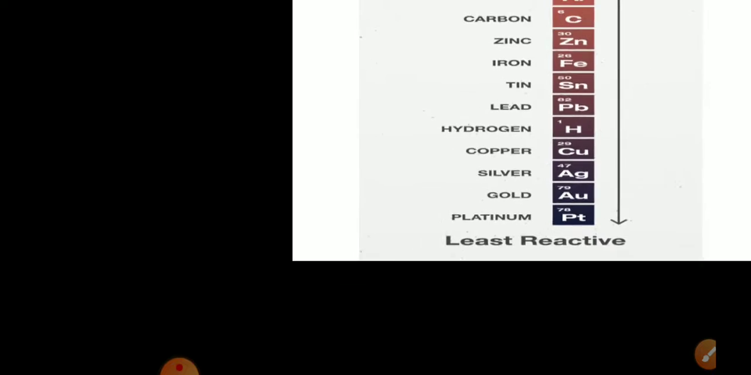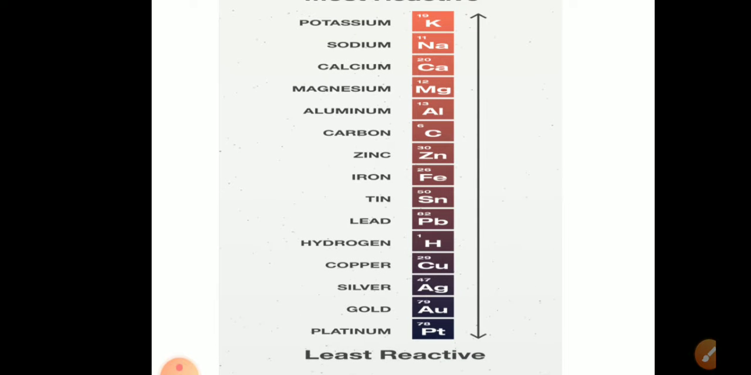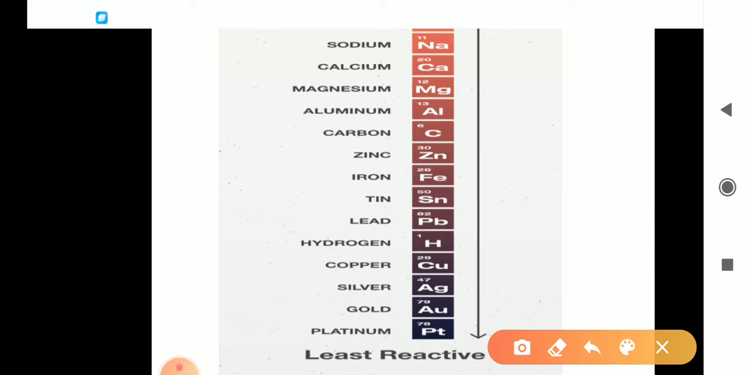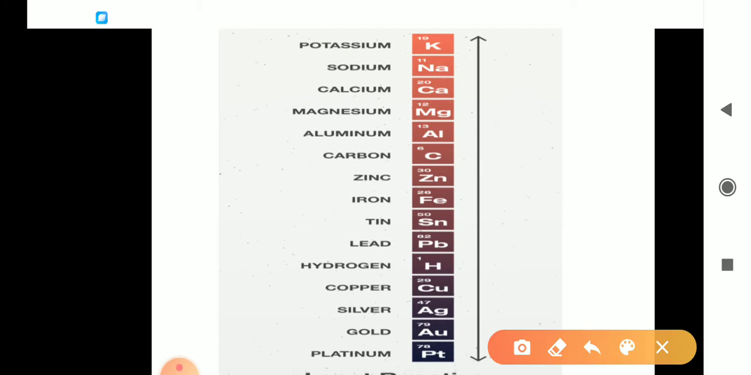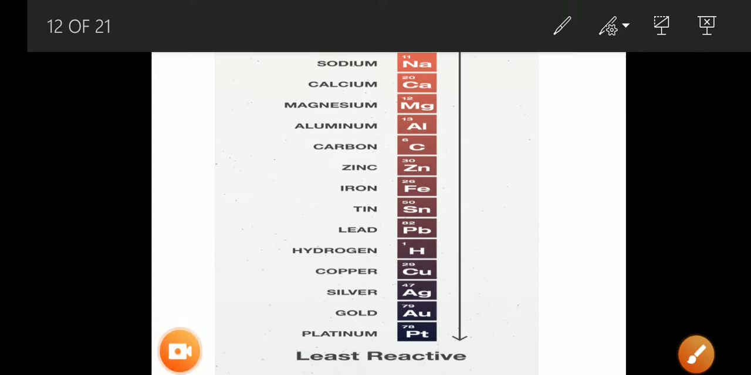Then in the series you can see the topmost is potassium, and the lowermost, at the bottom of this vertical order, is platinum. It means the most reactive is potassium, and the least reactive is platinum.